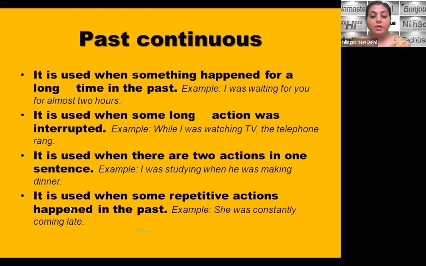The fourth usage is we use the past continuous tense when some repetitive action happened in the past. For example, she was constantly coming late. He was always shouting in class. My brother was always traveling when he was younger. Now, all this is past repeated actions. There is something which is being repeated. So let us look at these usages one by one.